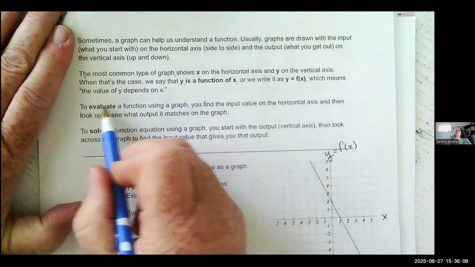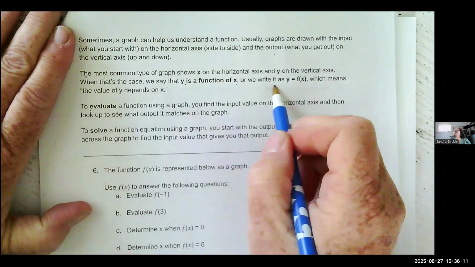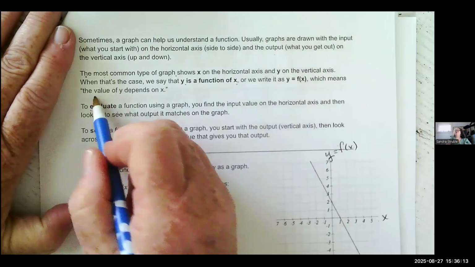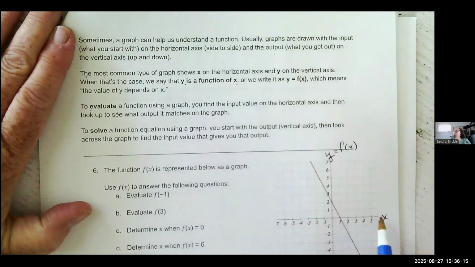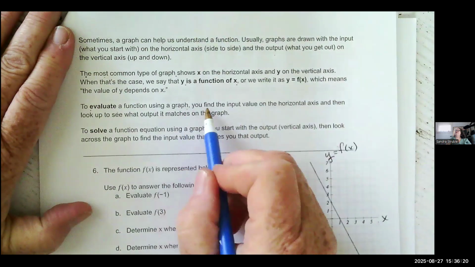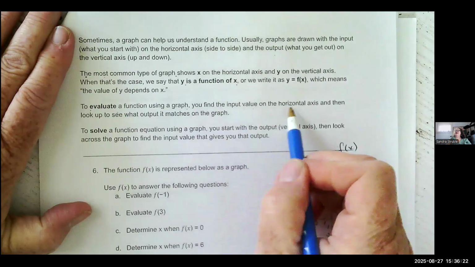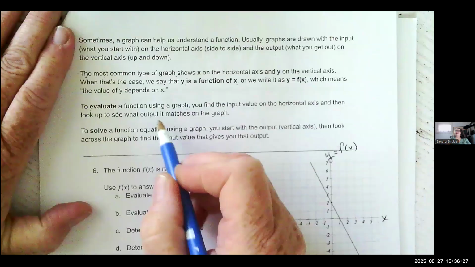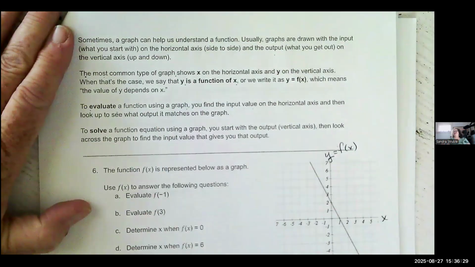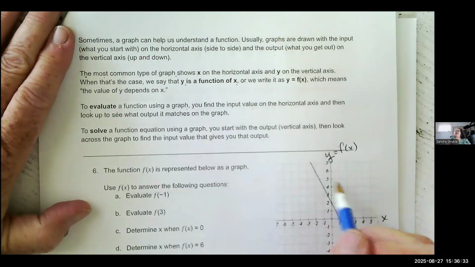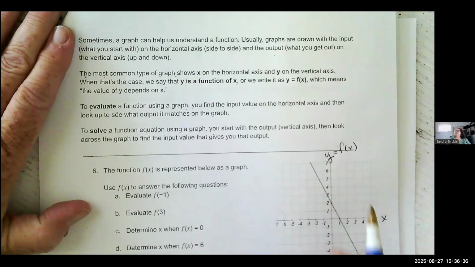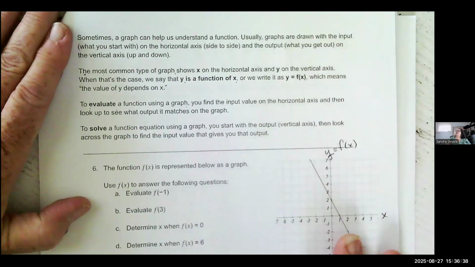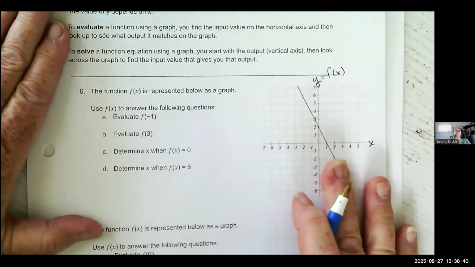We write y equals f of x, which means the value of y totally depends on what x is. To evaluate a function using a graph, you find the input value on the horizontal axis, and then you look up to see what the output is that matches on the graph. To solve a function, you instead start with the output. So where is it hitting on the y-axis, the vertical axis? Then look to see where it hits on the horizontal, the x-axis.